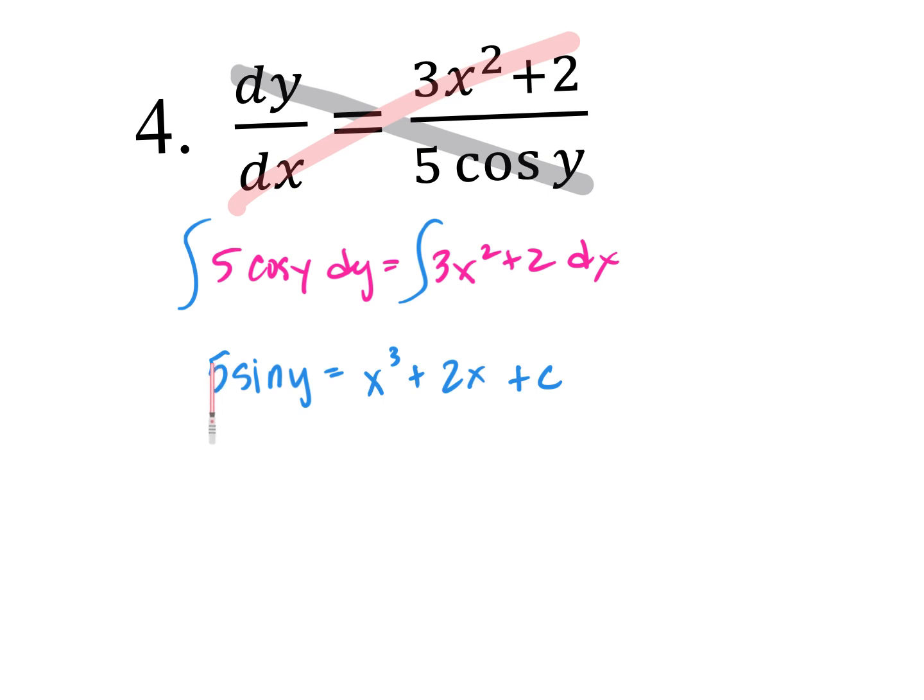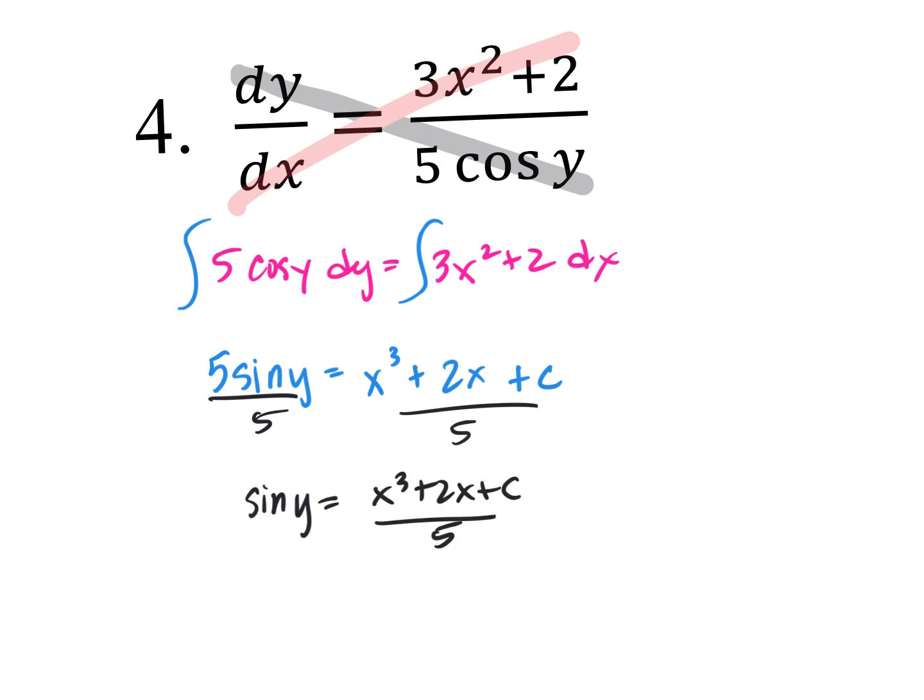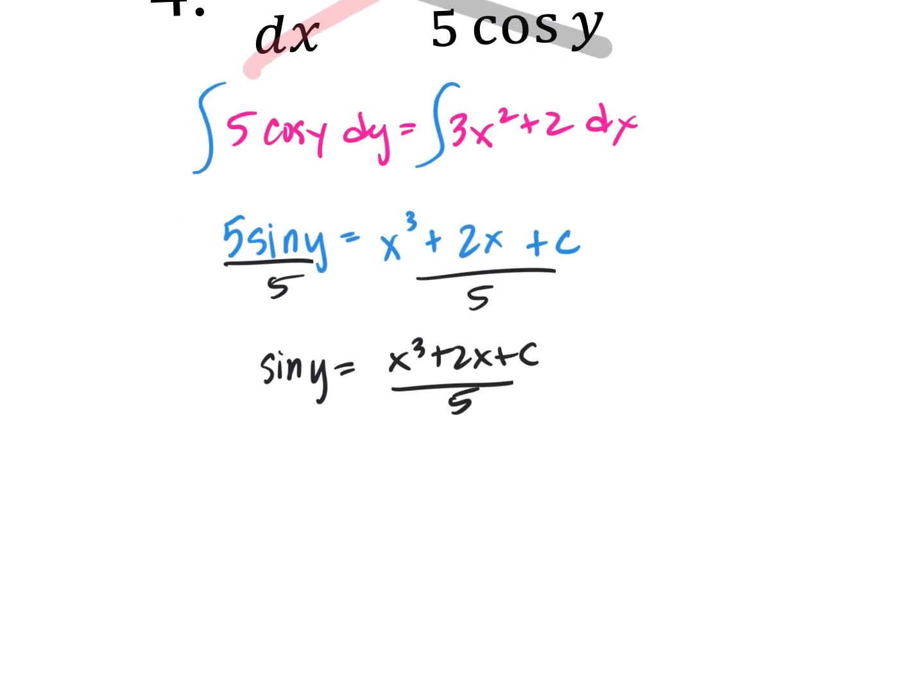Let's first divide by 5. So we got sine of y equals x cubed plus 2x plus c over 5. Exactly. And now in order to get an angle by itself, we take the inverse sine of all that. And that's it.